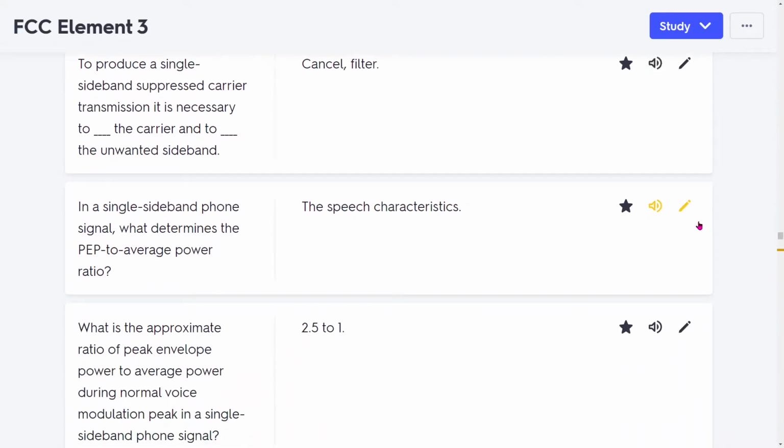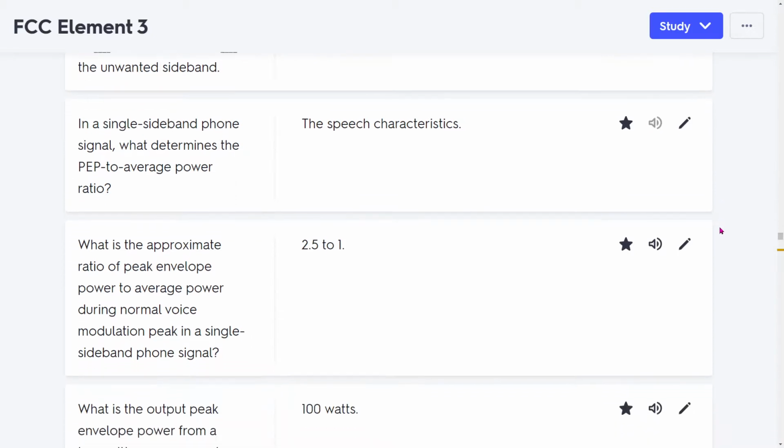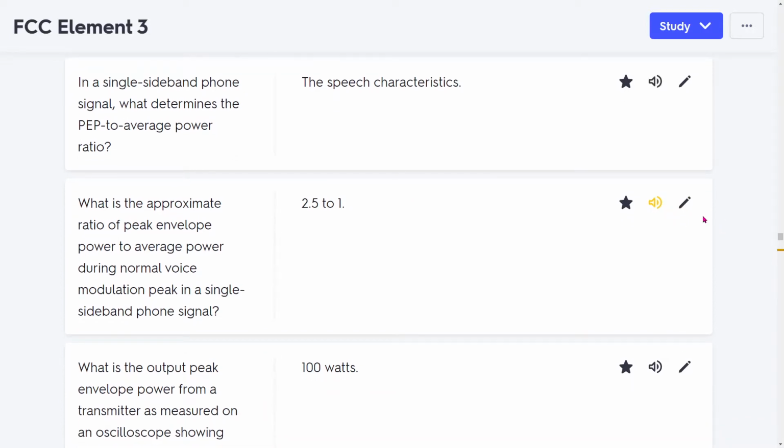In a single sideband phone signal, what determines the PEP to average power ratio? The speech characteristics. What is the approximate ratio of peak envelope power to average power during normal voice modulation peaks in a single sideband phone signal? 2.5 to 1.